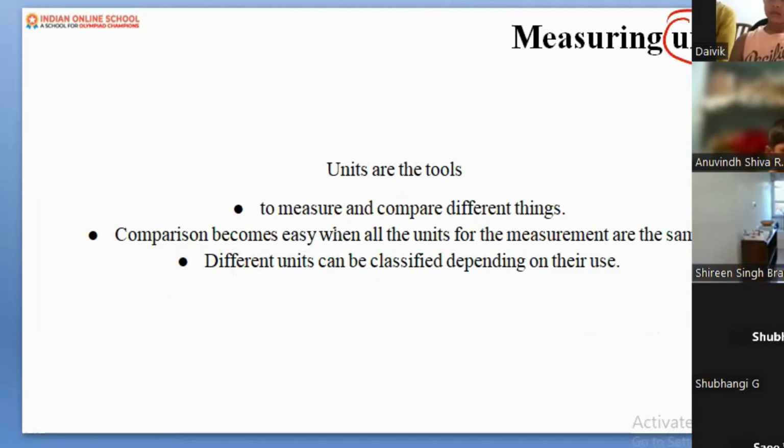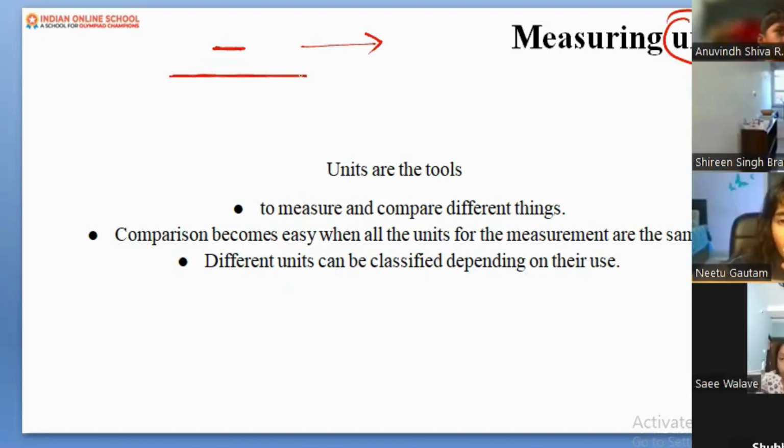Like which one is heavier, which one is lighter. We can easily compare two things. Now, different units can be classified depending on their use. If we need to measure a shorter thing, there is a different unit for that. If we need to find out about a longer thing or far thing, we use a different unit. Correct? Understood now? What is measurement and what are the units of measurement? Any doubt till here?